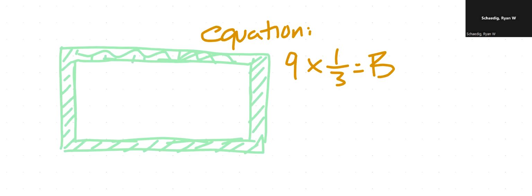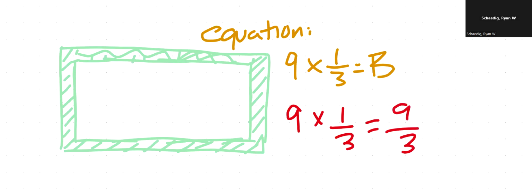I'm gonna figure out how much space this border takes up. So if I take 9 times 1/3, that is 9 groups of 1/3. So 1/3 plus 1/3 plus 1/3, 9 times, or 9 times 1 is 9/3. So I have 9 1/3 pieces.